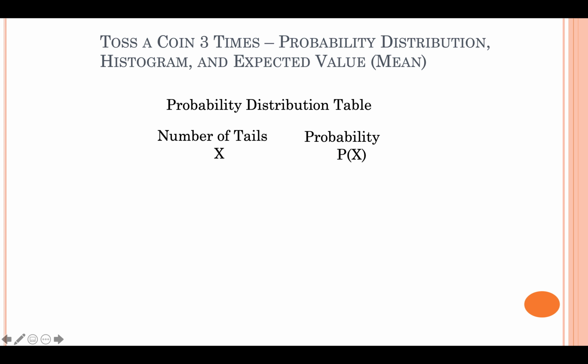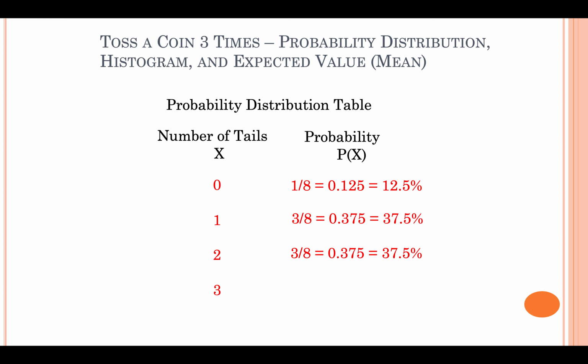So our answers for P of x here: 1/8 when x is 0, that comes out to be 0.125 or 12.5%. 3/8 when x is 1, that's 0.375 or 37.5%. When x is 2 tails, it was also 3/8. And for 3 tails, there was only one outcome, the TTT outcome. That's 1/8, 0.125, 12.5%.